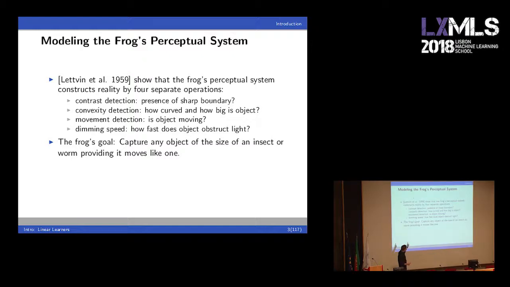So one is a contrast detector. Is there something, is there a sharp boundary? Then the second one is how big is this object that I can identify with my contrast detection? So is it convex, or how convex is it? Then does the object move, and how fast does the object move? So that's how the frog sees the world.